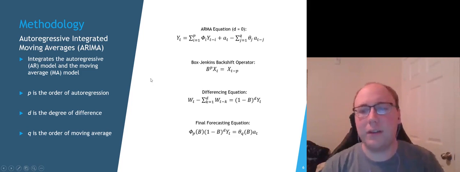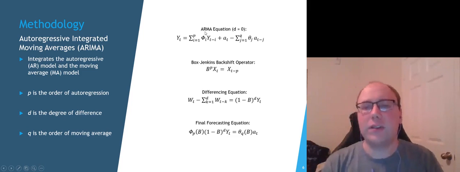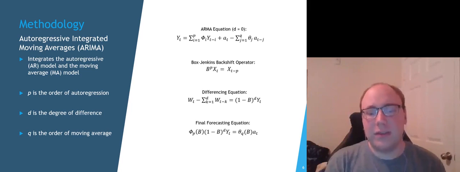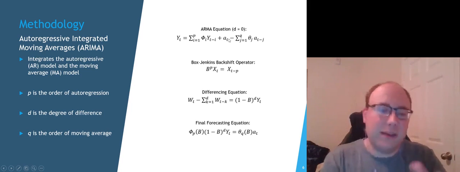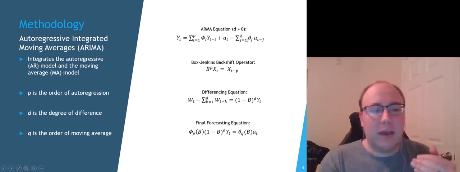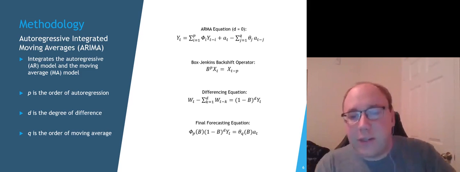Covering just a bit of what these equations are, we started with the ARMA equation, which is basically D equal to 0. This is more beneficial for stationary data, where it's basically not moving with time. We start off with this equation, and you can see that it has that order of autoregression and order of moving average.